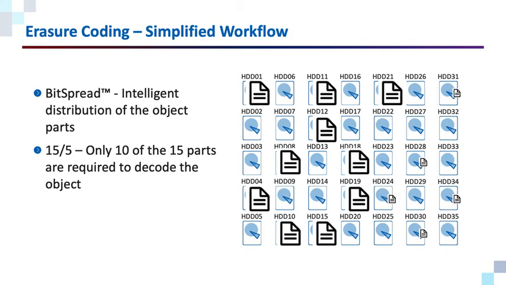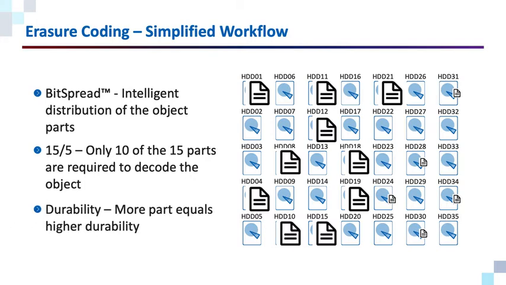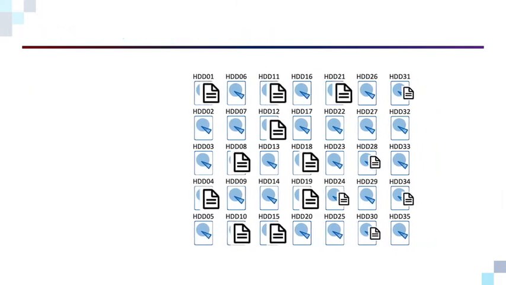Durability policies. In this case, the file that came in was encoded into 15 parts. So we have a durability policy in this example of 15.5. That means of the 15 parts, we can reconstruct the original file using any 10 of the 15 parts. And a note on durability, the more parts you have, the wider they can be distributed, therefore resulting in higher durability. So let's take a look at durability.